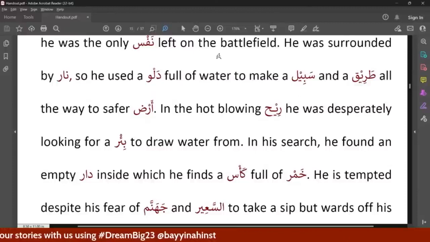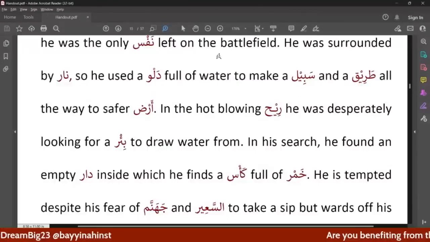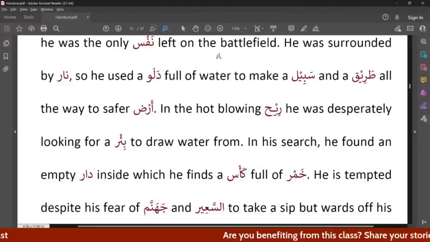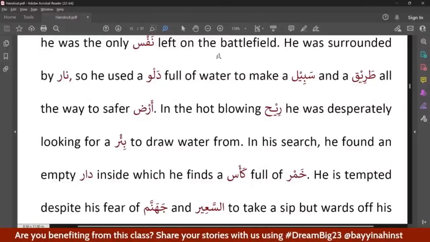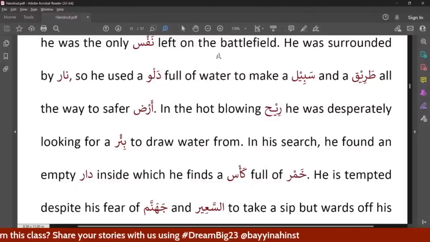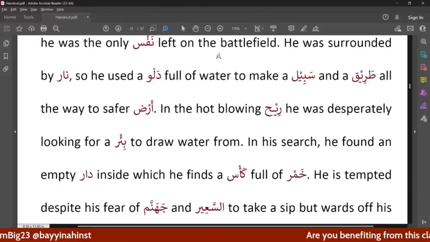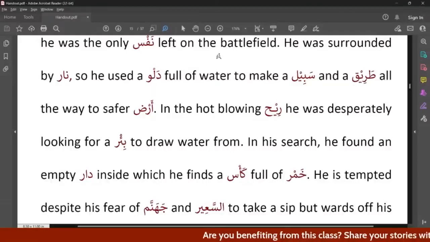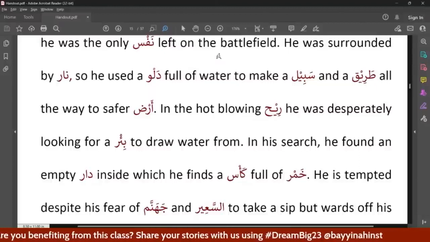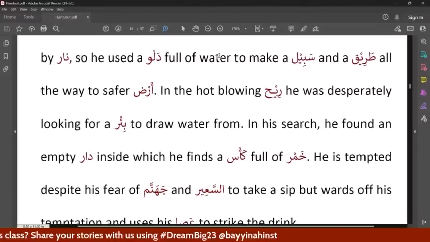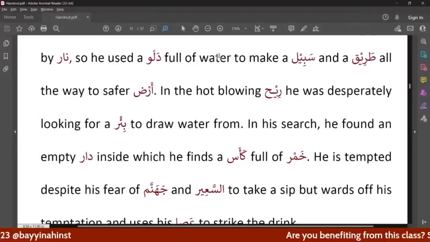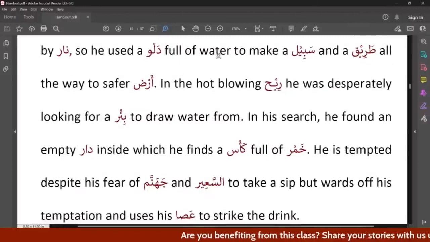In his search, he found an empty dar. Dar means a house or a place. Okay? Dar is a house or a place. Inside which he finds a ka's, a cup, a glass, full of khamr, wine. Wow, feminine, some really dangerous stuff. Okay? Well, it's funny. It's the well and it's the fire. You know, it's the earth and the wind.